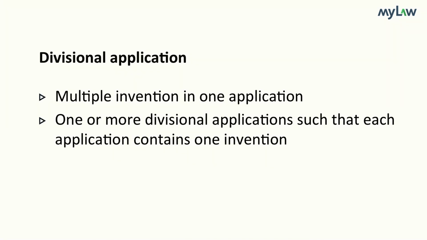As per the Patents Act, only one invention can be filed in a patent application. But there are times when two or more inventions are filed in one application, which is eventually refused by the Patent Office for not conforming to the Act. Then, rather than abandoning the application, an applicant can file one or more divisional applications such that each application contains one invention.